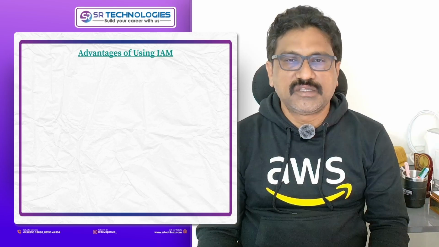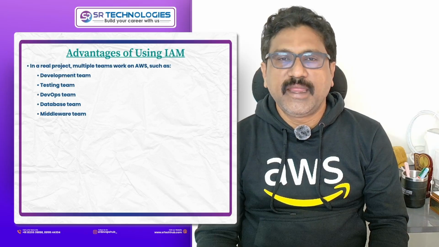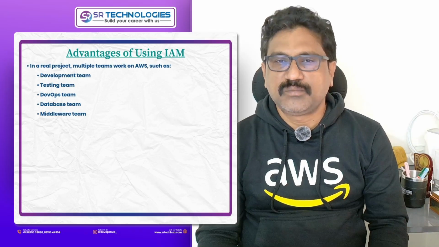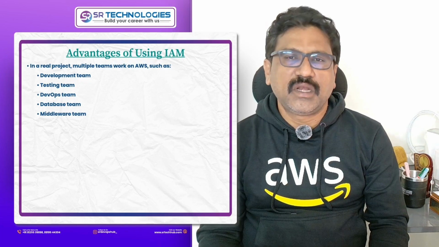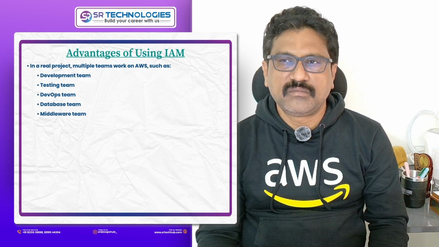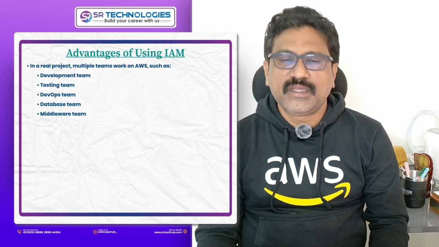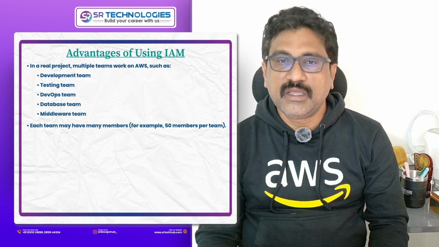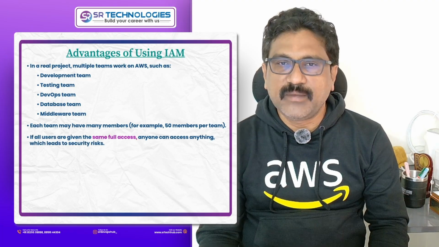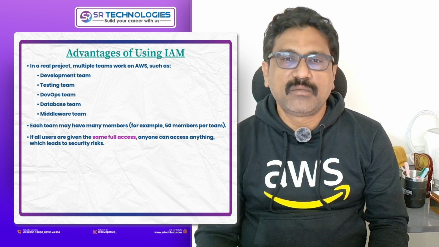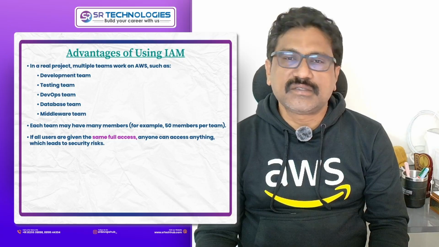Let us see what are the advantages of AWS IAM. For example, in your company, you are using AWS cloud for your project as a public cloud. In your project, multiple teams will be working. For example, development team, testing team, DevOps team, database team, and middleware team, like this. Let us assume that each team has 50 members. If all these 50 members in all the teams have the same kind of access to your AWS cloud, what will happen? Anybody can access anything.